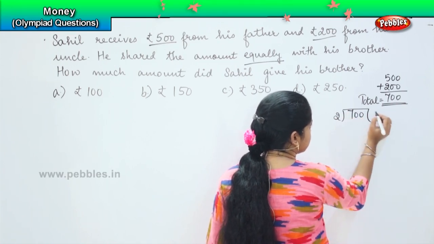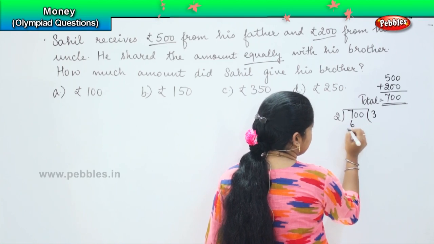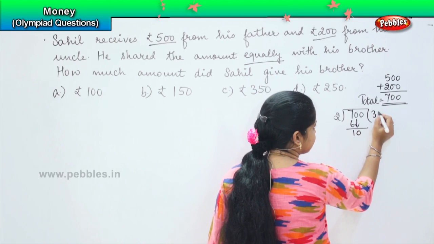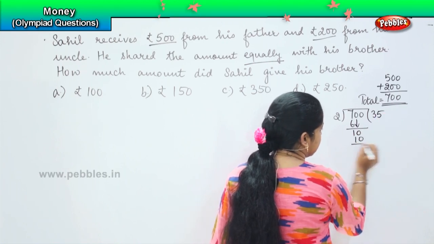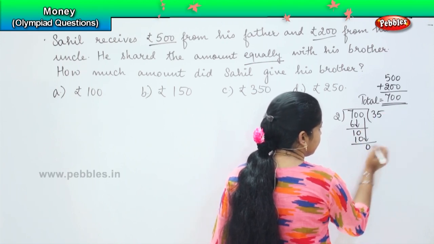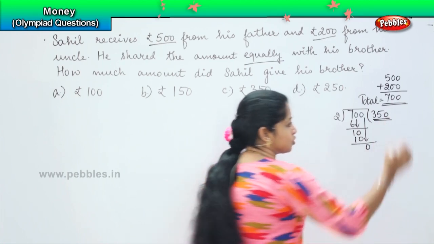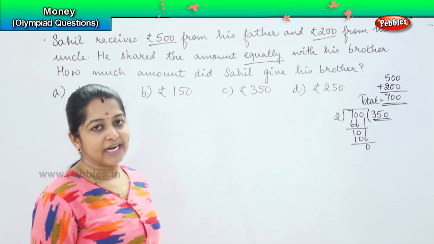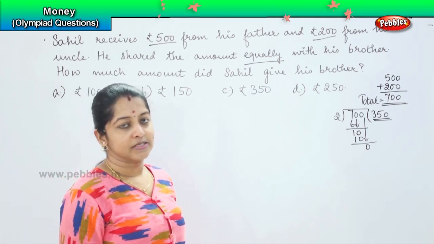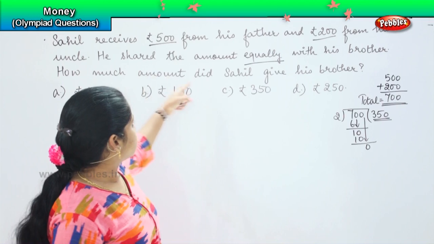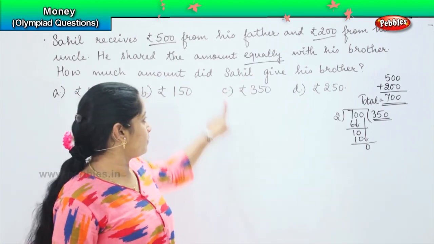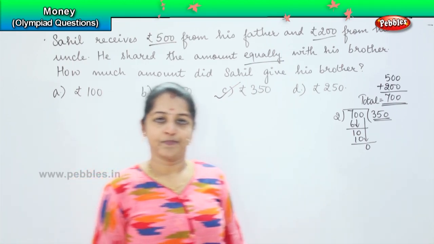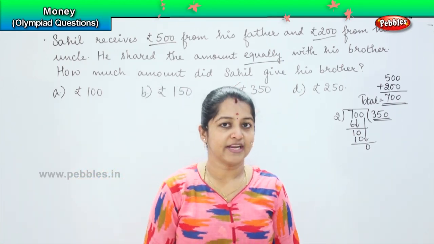Okay? So 2 into 3 is 6. So balance 1 will carry forward 0. So 2 5s are 10. And then this 0 is also carried forward. So which means if you divide 700 equally, each will be getting a share of 350 rupees. So what amount does Sahil give his brother? The answer will be 350 rupees. Clear? So shall we move to the next one?